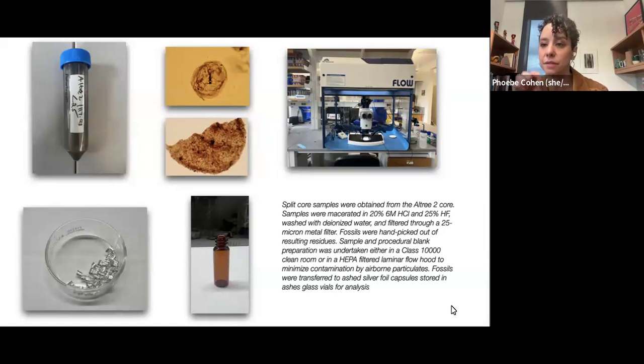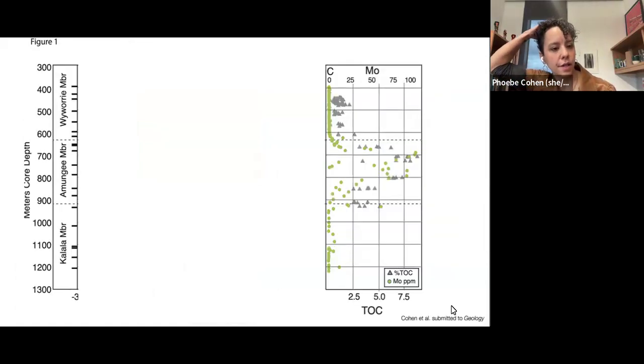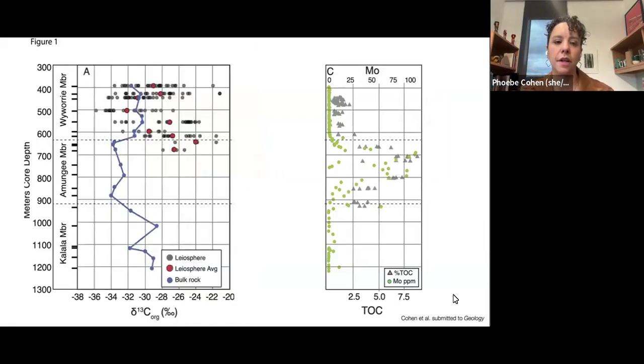They were also cleaned with a little eyelash to get rid of any particulate kerogen that was stuck to the fossils. All right, so here is our data. On the right here, I'm just showing data from Jarrett and Cox and others, compiled molybdenum and TOC, just to give you that framework for the 3 redox zones in the Velkerri. And here is our carbon isotope data.